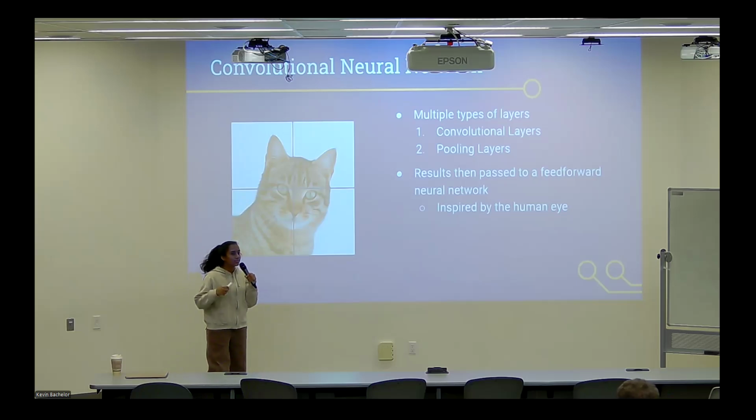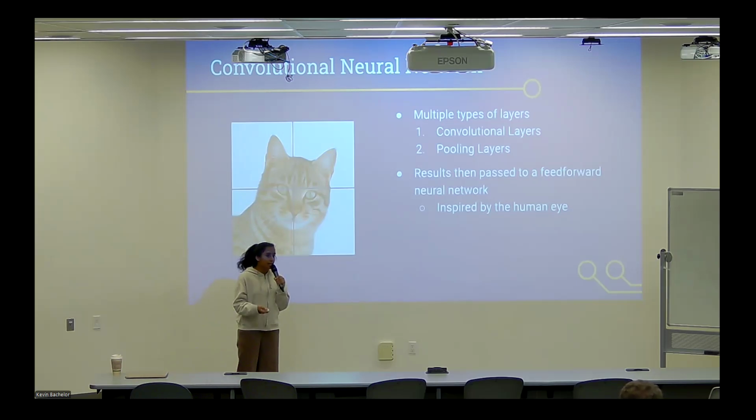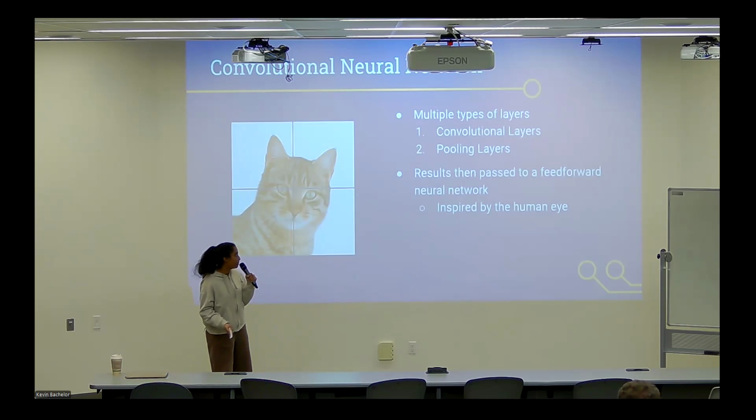All right, so let's get into the architecture of an actual CNN. A convolutional neural network has 2 main types of layers. We have convolutional layers and pooling layers, both of which I'm going to go into later. The results of the CNN are usually then put into a feed-forward neural network, which is inspired by the human eye. Again, we're trying to design a neural network architecture that can basically simulate what the human eye can see.